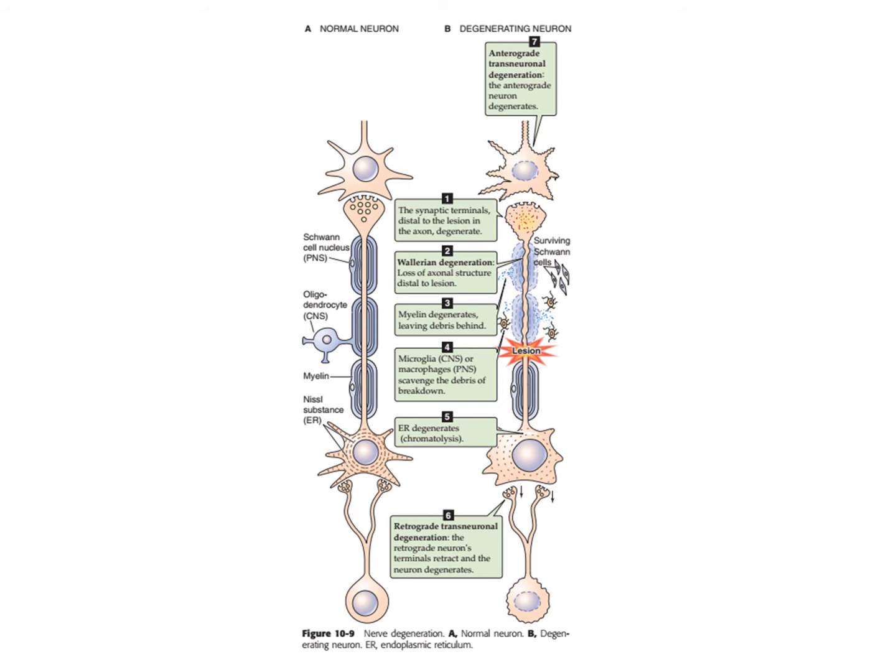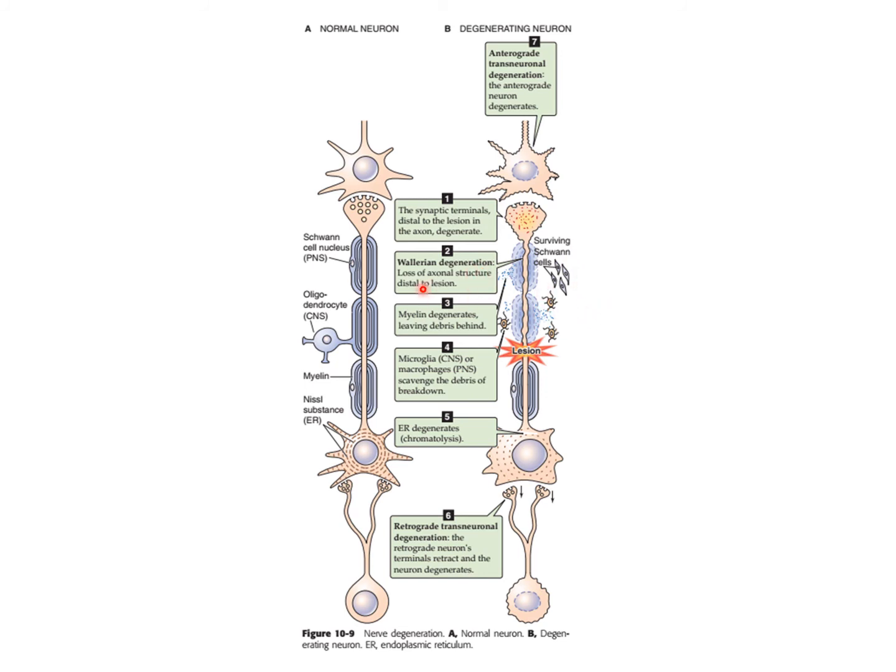Now in this figure, there is a normal neuron and beside it there is a degenerating neuron. First of all, in the normal neuron, this is the Schwann cell nucleus, this is the myelin sheath, and these are the Nissl granules. Now this is a degenerating neuron and the lesion occurs here. The degenerative changes that occur in the nerve fibers distal to the site of the injury are known as Wallerian degeneration, orthograde degeneration or anterograde degeneration.